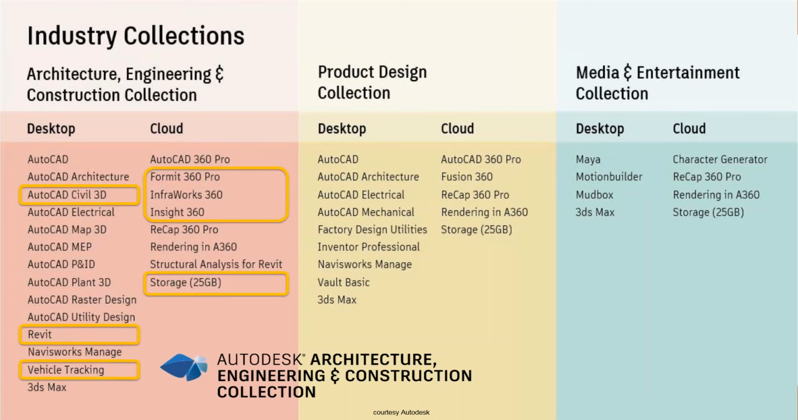So as a reminder, the Autodesk Architecture, Engineering, and Construction Collection, the AEC Collection, includes AutoCAD Civil 3D, Revit, Vehicle Tracking, FormIt 360 Pro, InfraWorks 360, Insight 360, and of course your A360 cloud storage. These are very important tools in your arsenal to design projects, make the information flow between those applications, and share your files on the cloud.